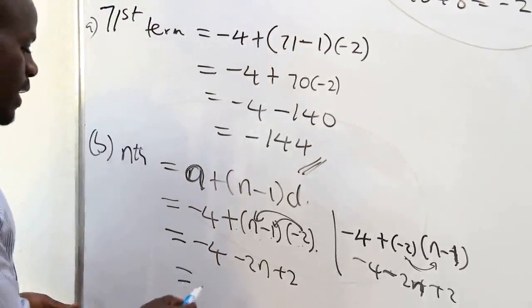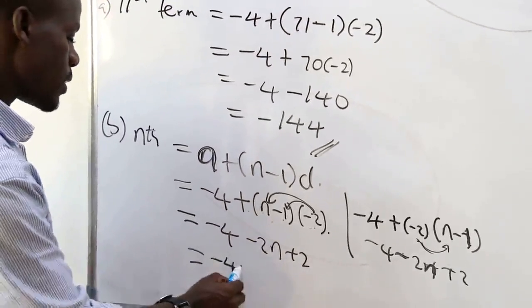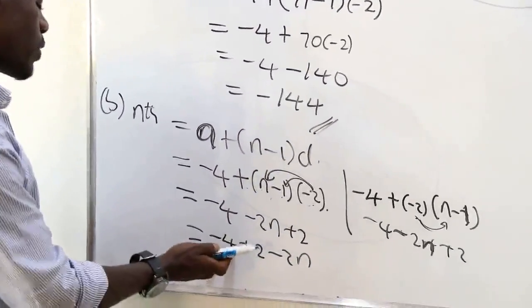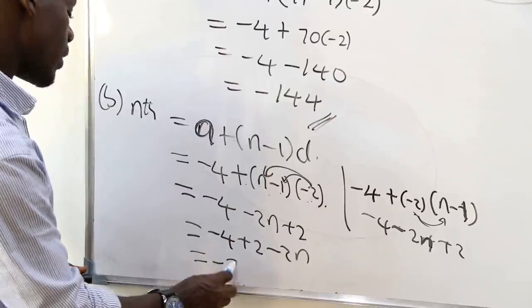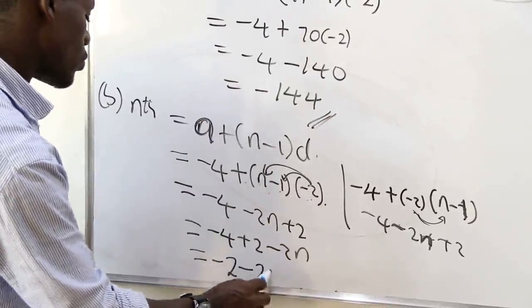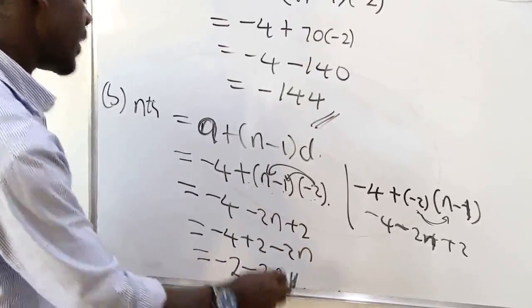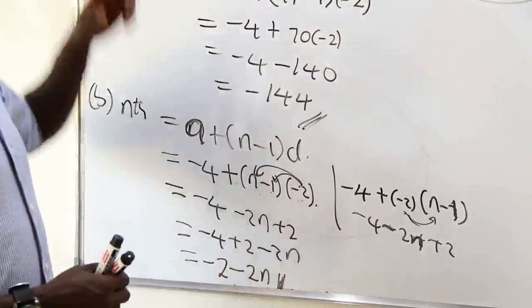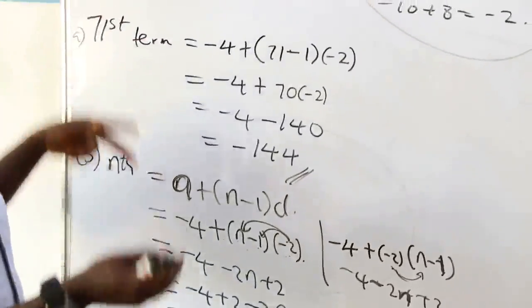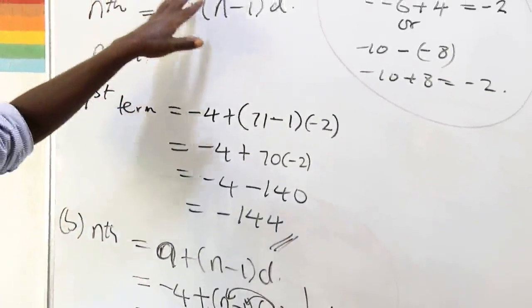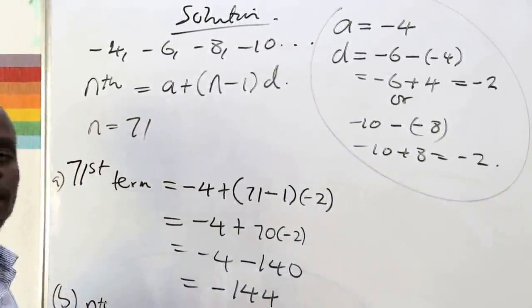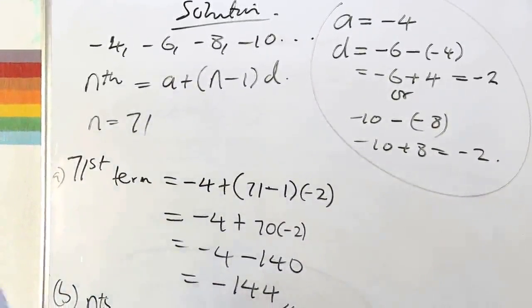So we collect like terms: minus 4 and plus 2 are like terms, then minus 2n. Minus 4 plus 2 gives us minus 2, minus 2n. And that is the nth term of this very sequence. Okay, so you remember the first thing we did on finding the nth term of a sequence. You just pick it like this and work it out the way we did in the tabular form. You get minus 2 minus 2n, and that will be the correct answer.